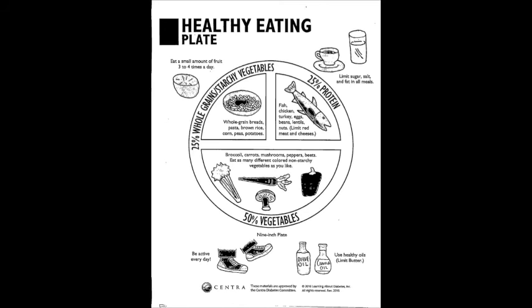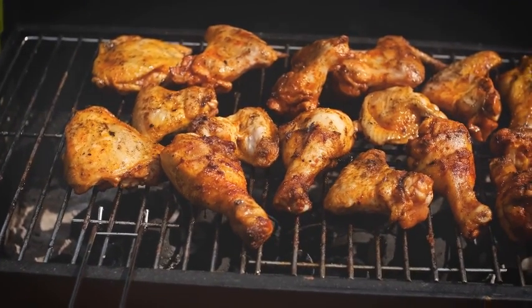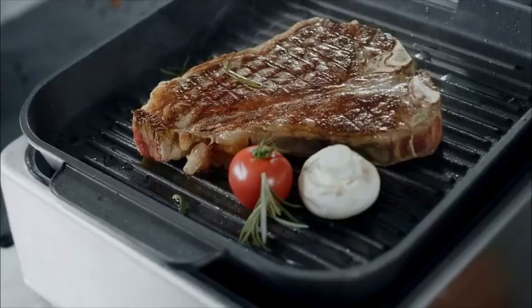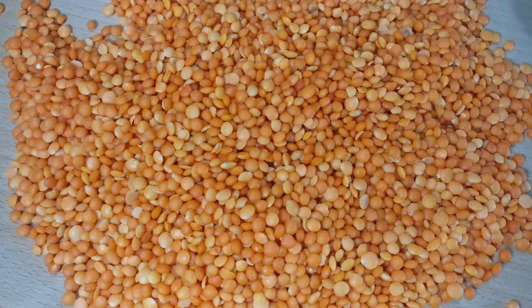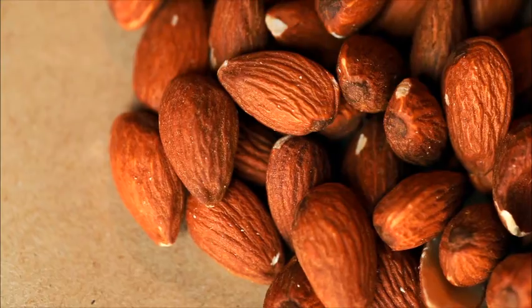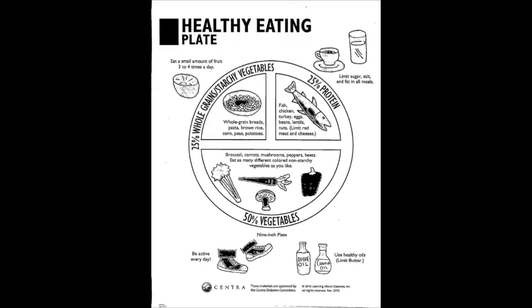The next section on our plate is proteins. Proteins, similar to carbohydrates, should only make up 25% of your meal. Proteins consist of a variety of foods to include chicken, beef, pork, seafood, eggs, beans, lentils, and nuts. In review, proteins can be found in a variety of foods. For a balanced diet, protein should only account for 25% of your meal.